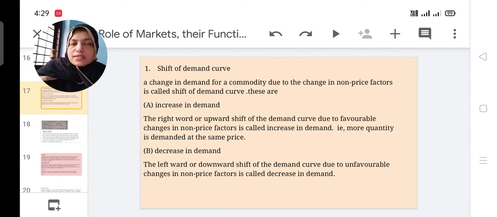Price is fixed. The next is decrease in demand, that is leftward or downward shift of demand curve due to unfavorable change in non-price factors. For example, our income decreases or taste changed or substitute goods price is changed or complementary price is changed, then we should decrease our demand from the first position, that is decrease in demand.